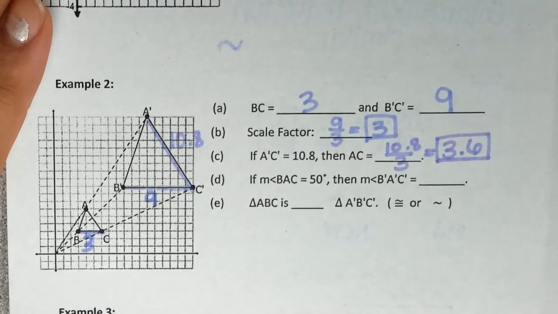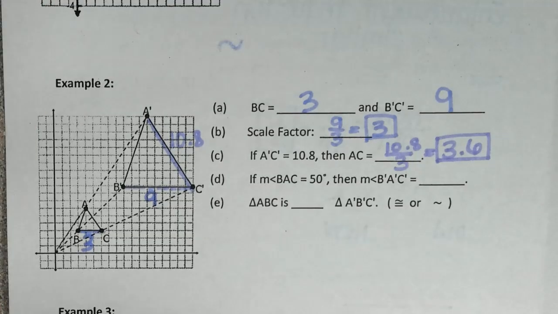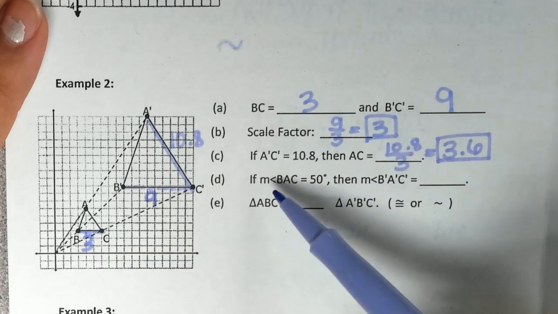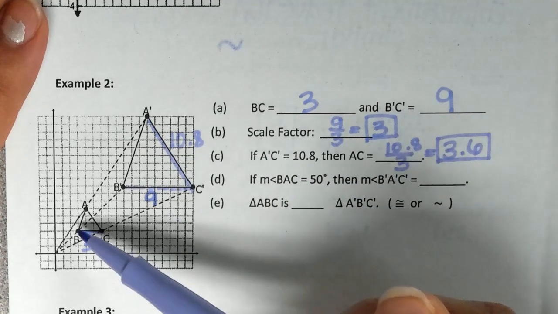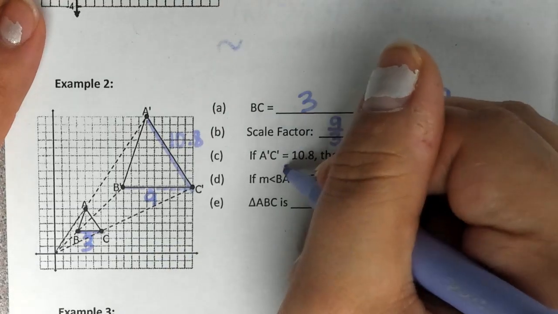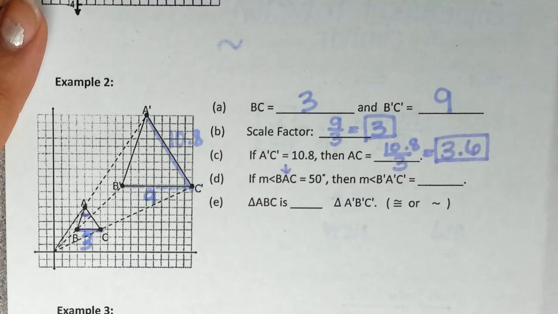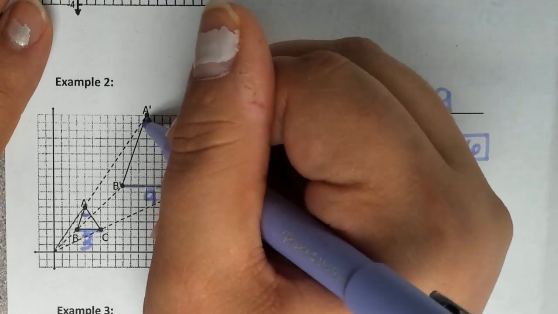Angle BAC. If angle BAC is 50, where is angle BAC? But where do I put 50? No. If you start at B, go to A, then go to C, BAC. Remember, it's always that middle letter, A. So that is 50 degrees. Does that make sense? If that's 50 degrees, what is angle B prime, A prime, C prime?